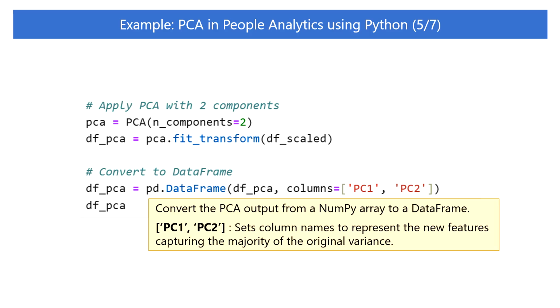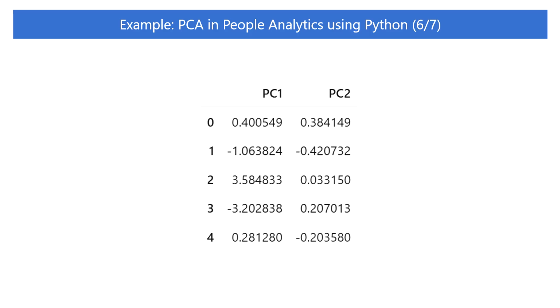Next, convert the PCA output from a NumPy array to a data frame for readability. We set the column names PC1 and PC2. They represent the new features capturing the majority of the original variance. By displaying the transformed data, we can see that now we have two principal components that represent data capturing the most variance in the dataset. But how should we interpret these components? How much variance do they capture?